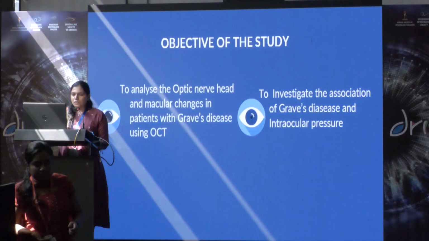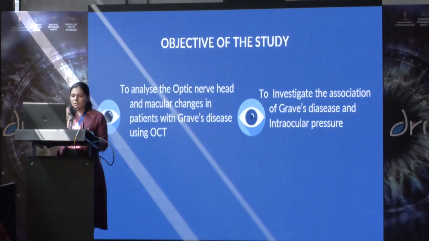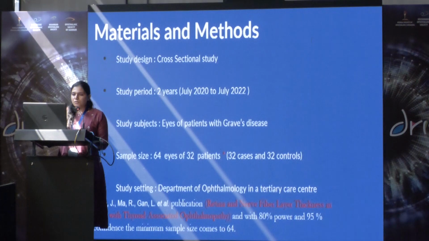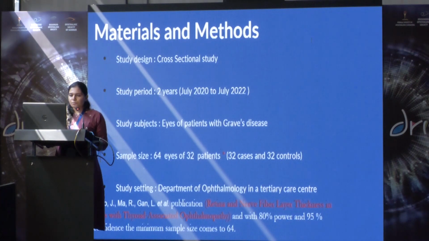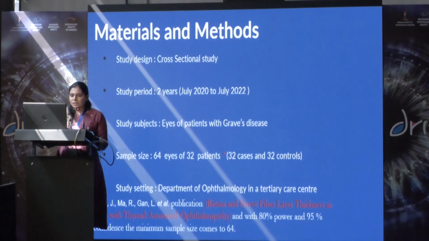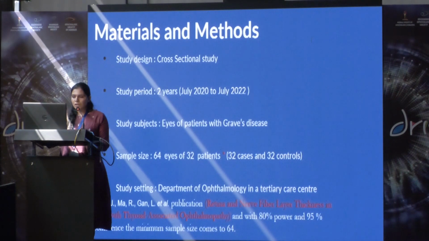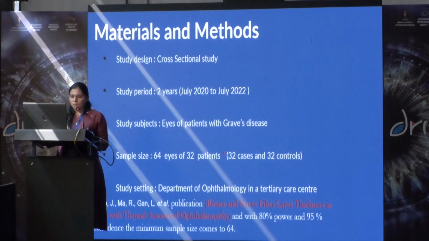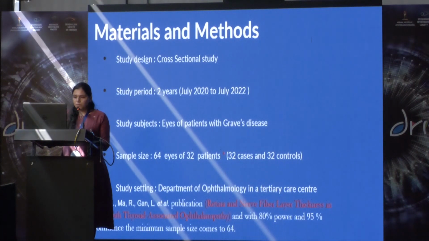The objective of the study was to analyze the optic nerve head and macular changes in patients with Graves' disease using OCT and to investigate the association of Graves' disease and intraocular pressure. It was a cross-sectional study for a period of 2 years in eyes of patients with Graves' disease, and 64 eyes of 32 patients were taken based on a study by Guo et al. With 80% power and 95% confidence, the minimum sample size was 64.